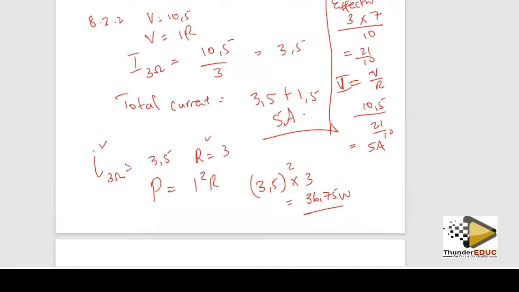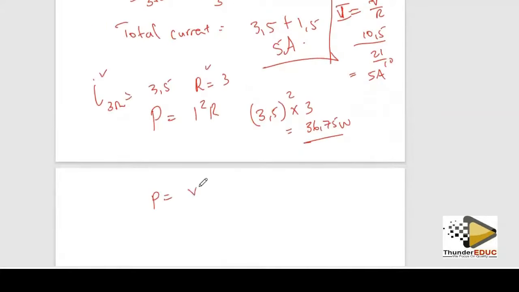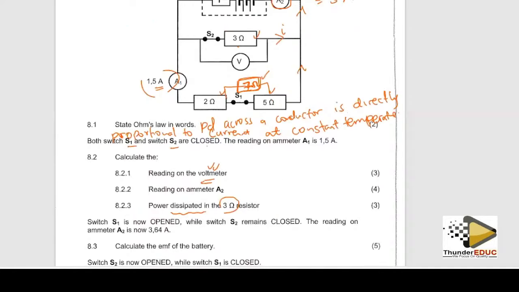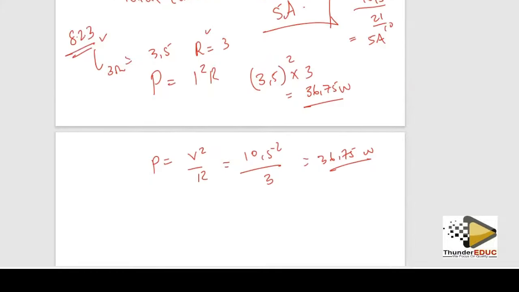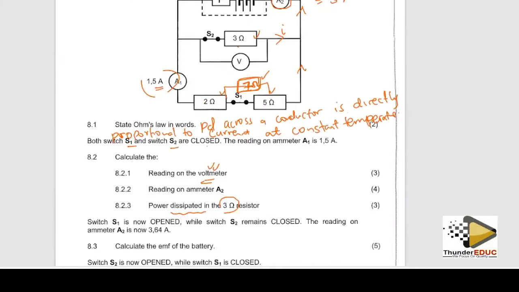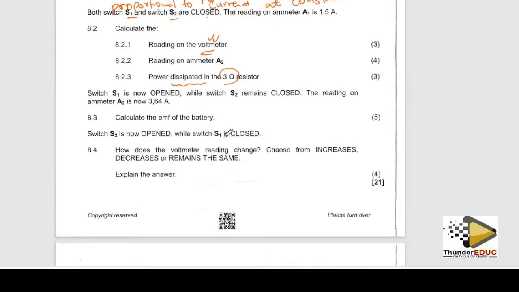Alternatively, I can use the voltage approach where I have V squared over R, because you know the voltage across the 3 ohm is 10.5. Then I'll divide by 3. 10.5 squared divided by 3, I'll still get the same thing of 36.75 watts. So whichever option you take to use, we shall be happy for you. So that is 8.2.3. Then we move on to the next condition.